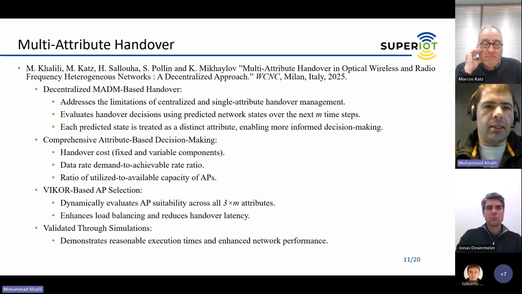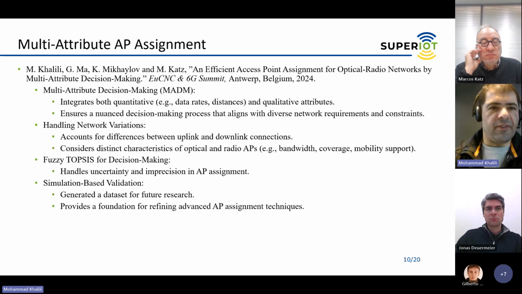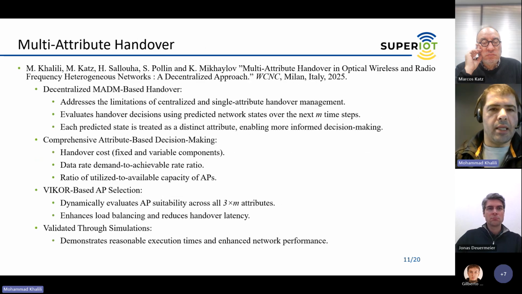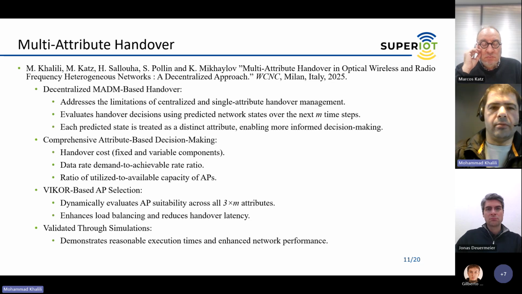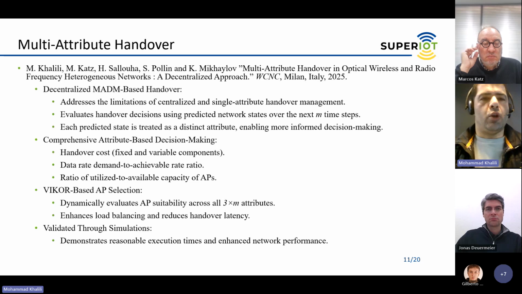In our next work, we use a decentralized MADM approach, multi-attribute decision-making, for the handover problem. I should mention that our first approach is centralized, and this one is decentralized. That means each node or each device decides locally without considering other nodes.